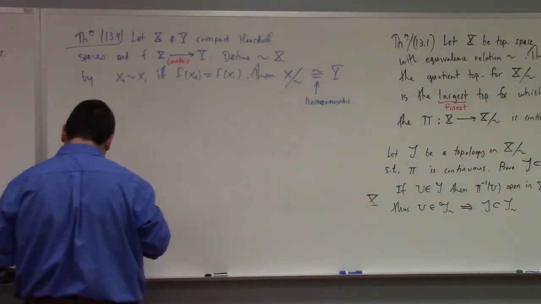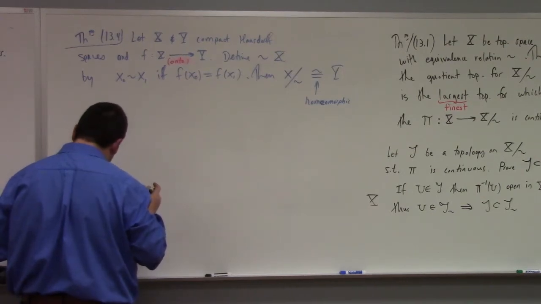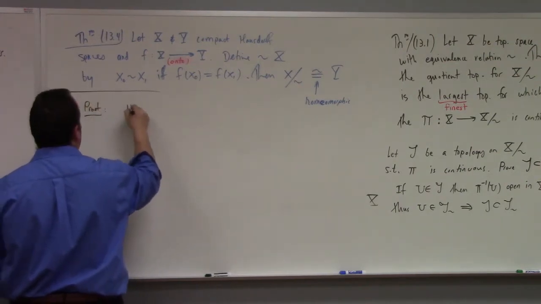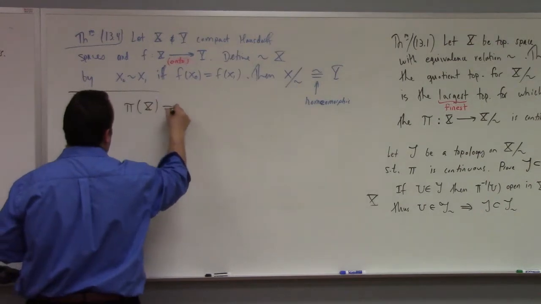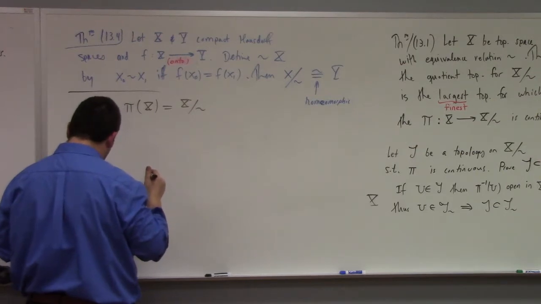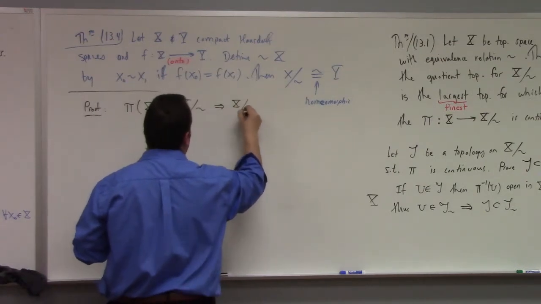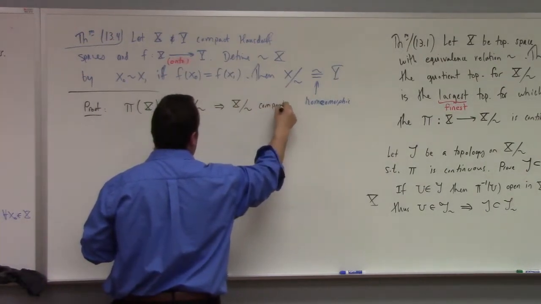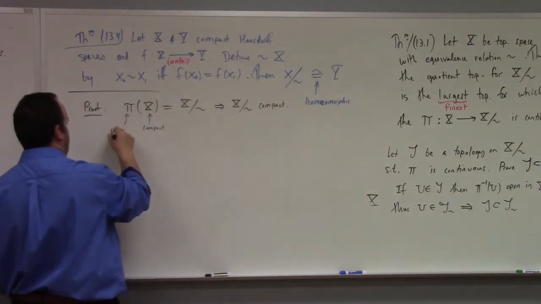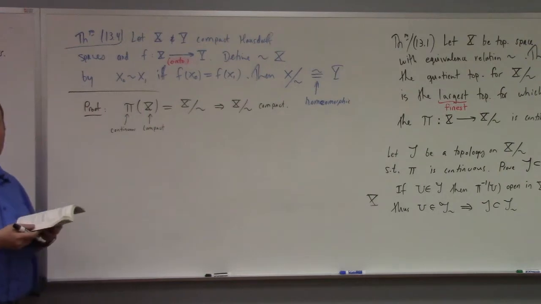He says since the quotient space is the image of X under the continuous function pi, he says pi of x is equal to x tilde. All right, great. X mod tilde is compact, right? Because this is compact and this is continuous, right? And what do we learn? The continuous image of a compact set is compact.